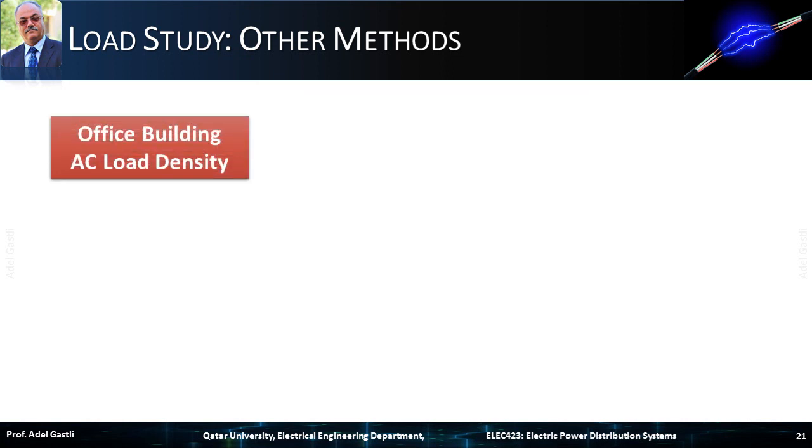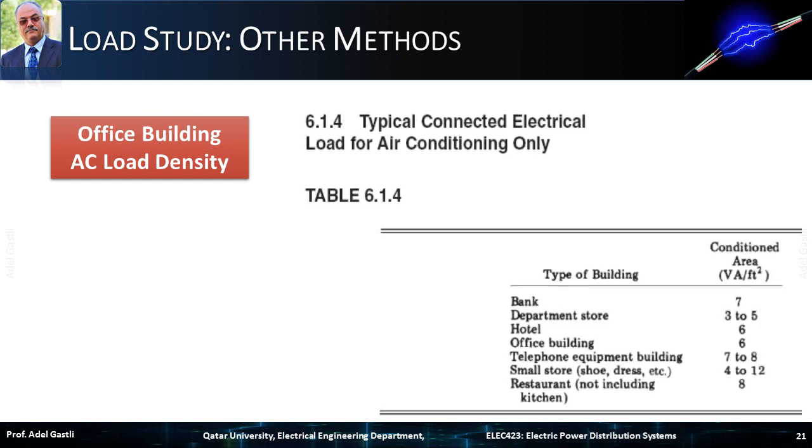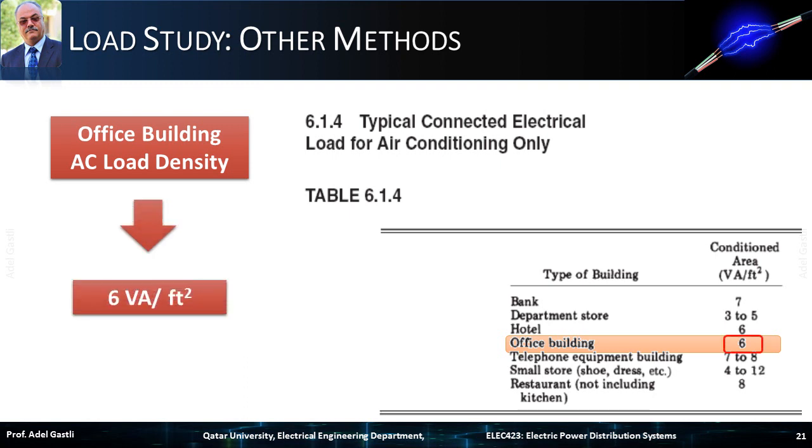Now, we need to determine the air conditioning load density. For that, we shall consider the related IEEE standard table that was given earlier. Again, we shall select the row that concerns office type of building, and read its corresponding conditioned area load density. In this case, we have 6 volt amperes per square feet for the office building air conditioning load density.